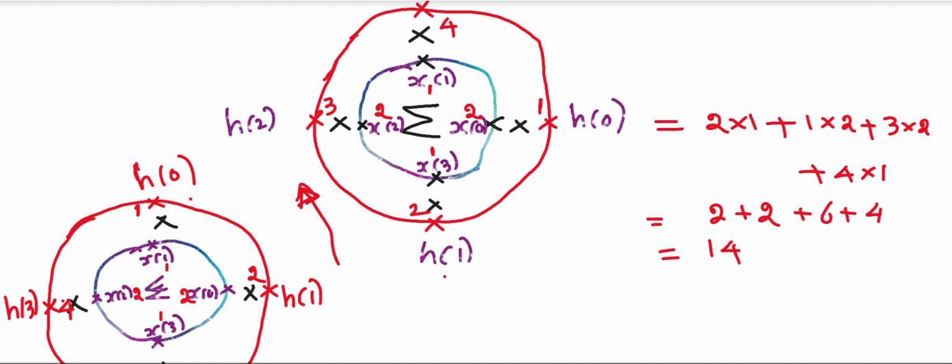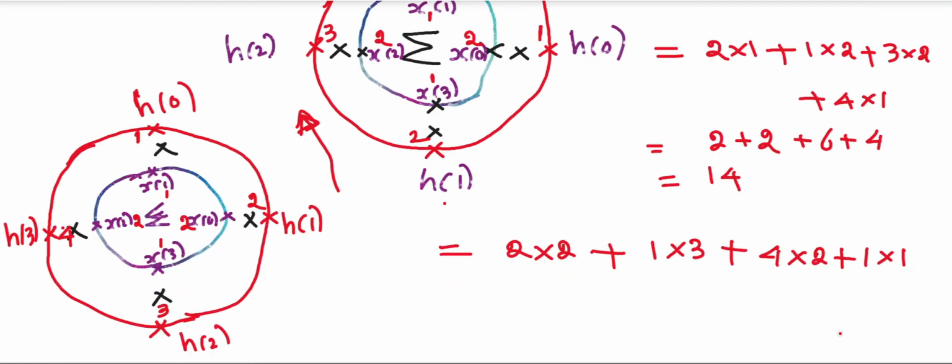Now you can compute the convolution value, which is equal to multiplying the values sitting on the two circles at the same angular position. So, 2 into 2 plus 1 into 3 plus 4 into 2 plus 1 into 1. Four plus 3 plus 8 plus 1, so 16.